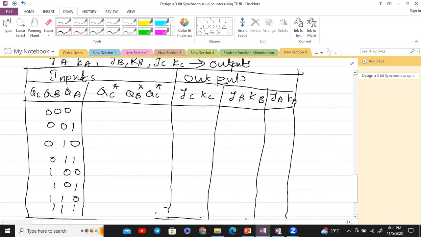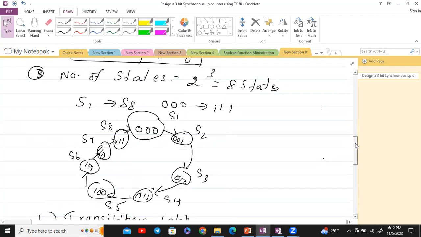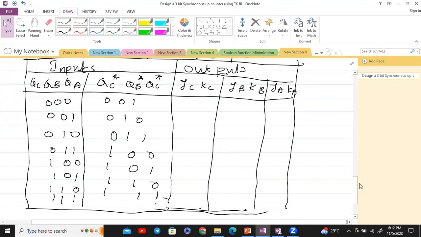What is the next state for 0 0 0? It is 0 0 1, then 0 1 0, then 0 1 1. For 0 1 1, it is 1 0 0, then 1 0 1, 1 1 0, then 1 1 1. Coming to this 1 1 1, what is the next state? Based on the state diagram, it is 0 0 0. So we have represented all the flip-flops.